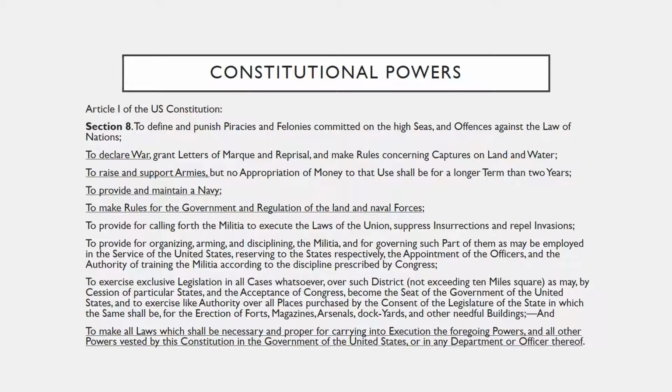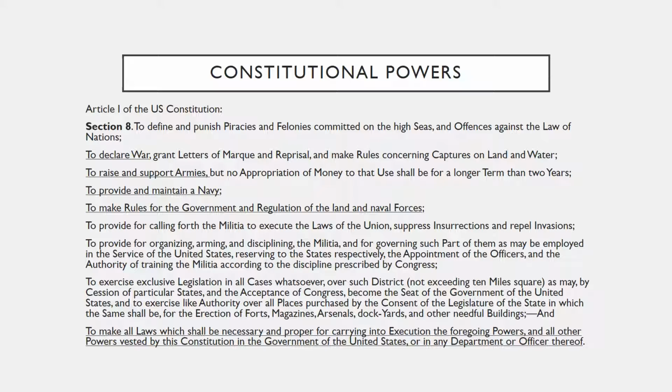Here we have a list of several more powers of the Congress regarding their lawmaking policies, but also their influence in foreign policy as well. To punish piracy committed on the high seas. That's technically foreign policy because it happens outside of the United States. One of the ones that we're going to be talking about that is very key is to declare war.